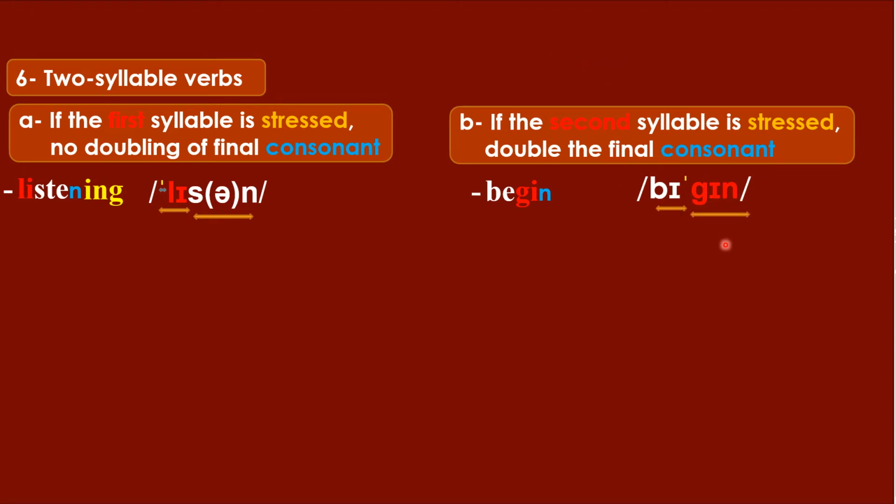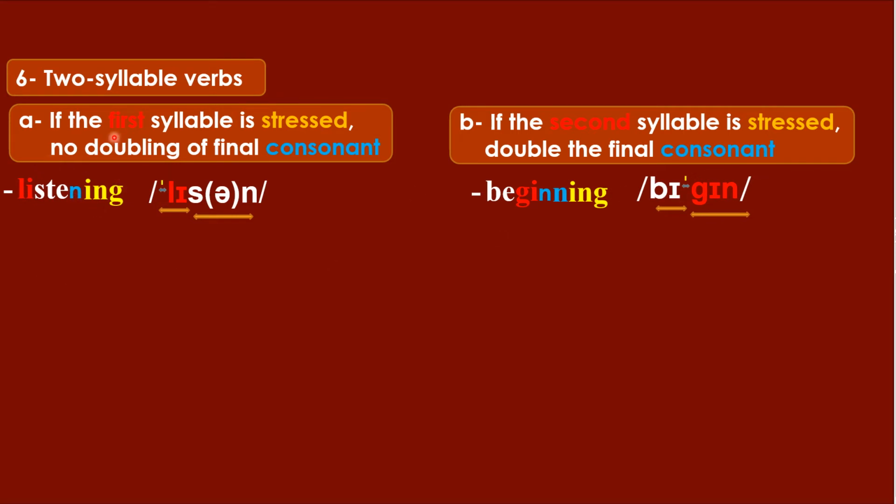And this is the diacritic. It means that the second syllable is stressed. I say begin, not begin. So the stress is on the second syllable. So in this case, I'm going to double the consonant. I double the final consonant, so instead of having one n, I have double n and add ing.